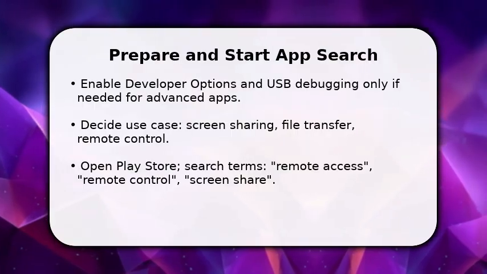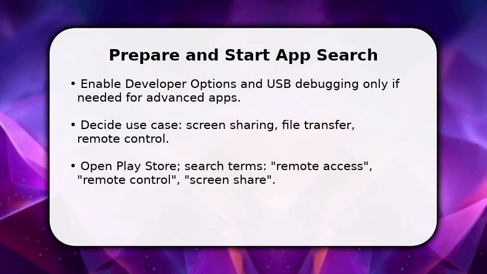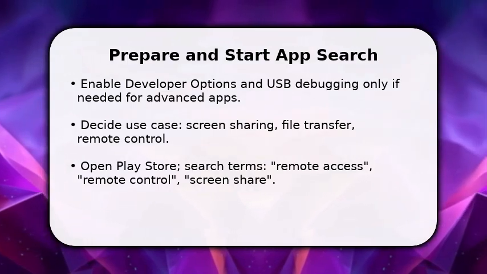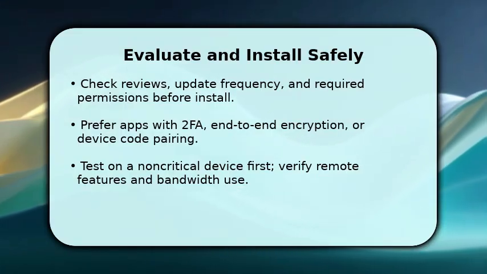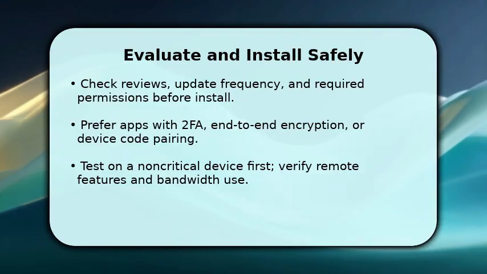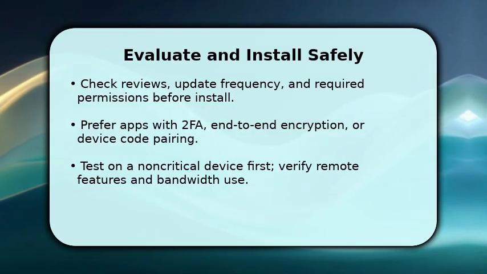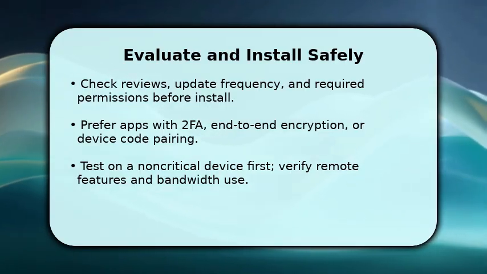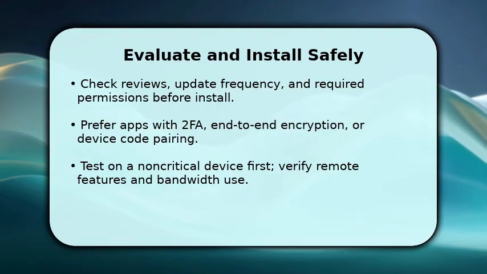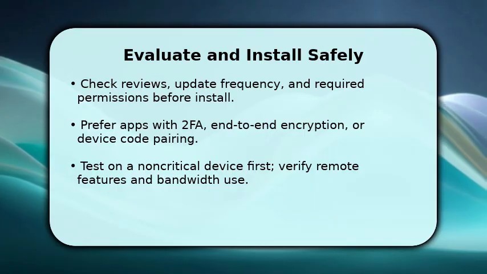You should prioritize apps with clear security notes and active updates, because frequent updates mean patched vulnerabilities and better compatibility. Once you find candidates, tap Details and inspect permissions and update history to judge trustworthiness. You want apps that offer two-factor authentication or device pairing codes and explicit encryption to protect sessions. Make sure to compare bandwidth and battery impact in reviews, because streaming remote screens can tax networks.